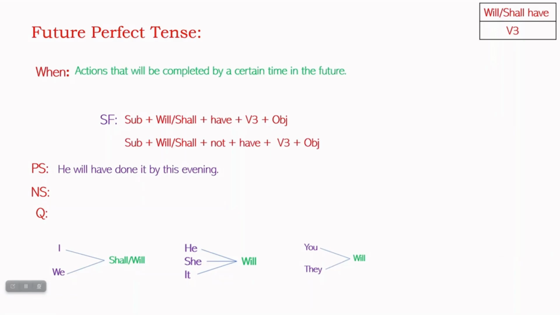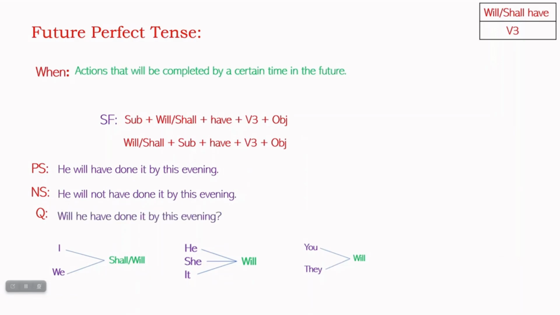Next, negative sentence formation. Sentence: he will not have done it by this evening. Question formation: we will put will or shall first plus subject. After the subject we should write have plus V3 plus object. Question: will he have done it by this evening? And here for I, we use shall or will. He, she, it, we use will. You, they, we use will.